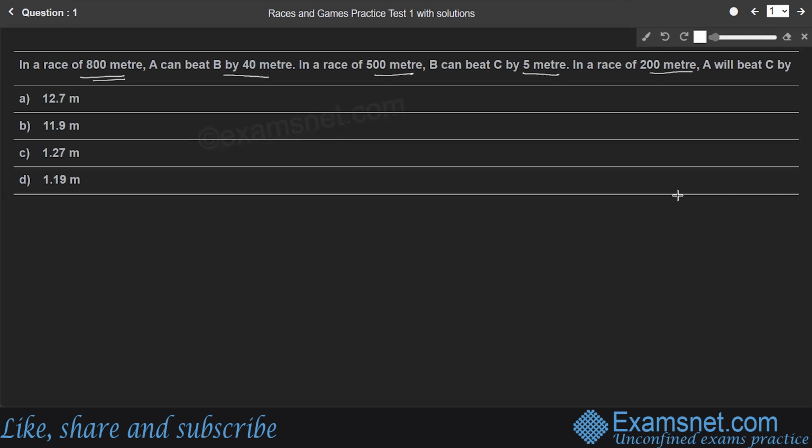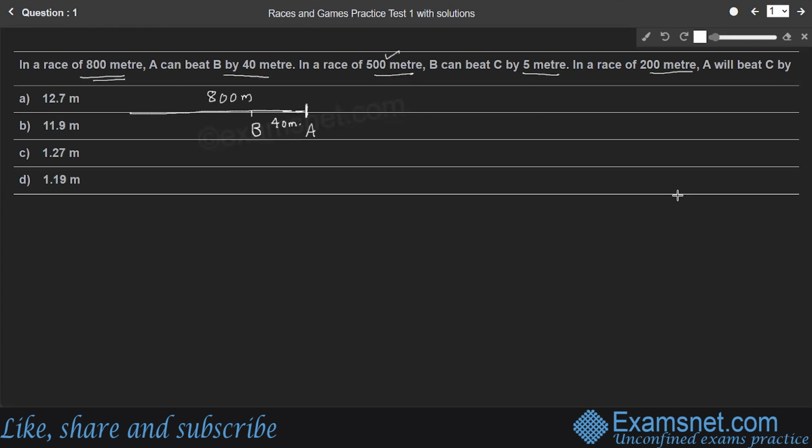So students, we'll consider a race of 800 meter. In a race of 800 meter, A can beat B by 40 meter means if A reaches the destination, this is the destination, right? A can beat B by 40 meter means the position of B will be somewhere here. So the distance between A and B will be 40 meter, right?